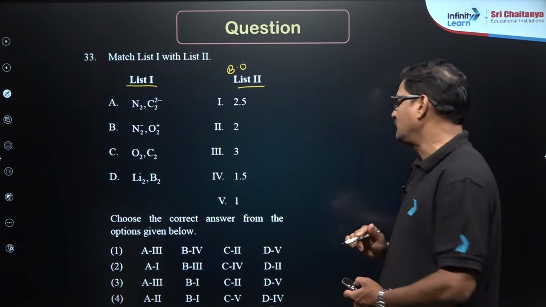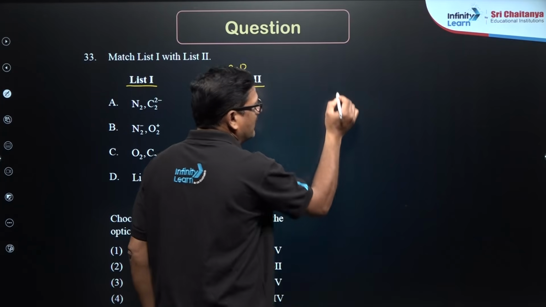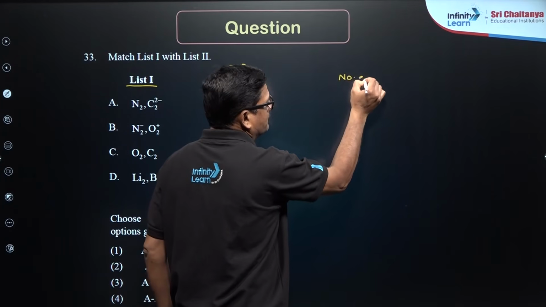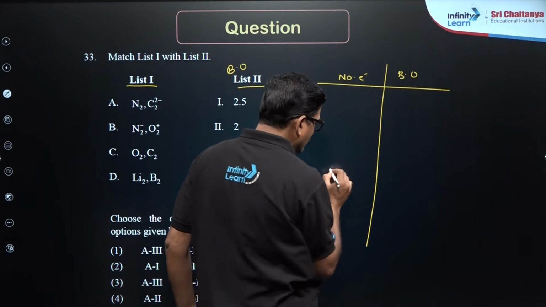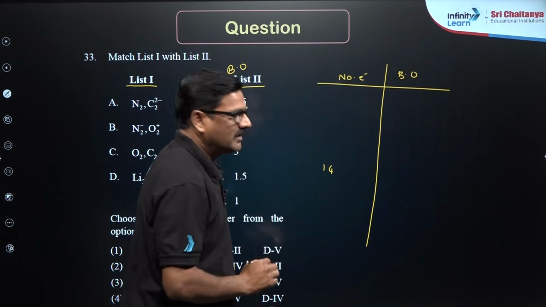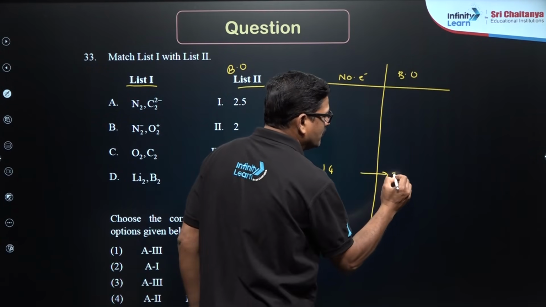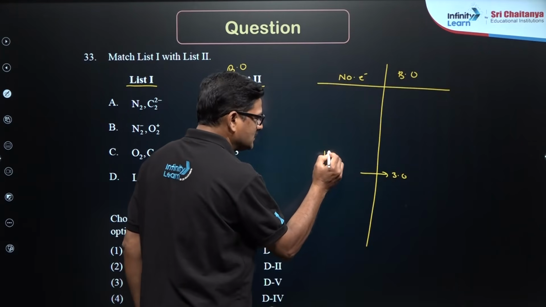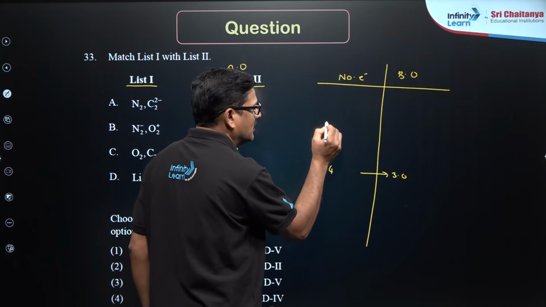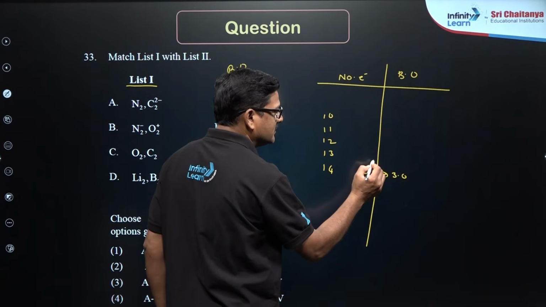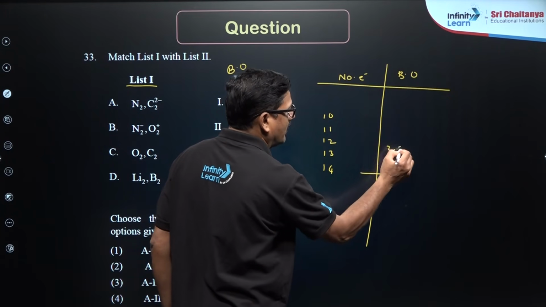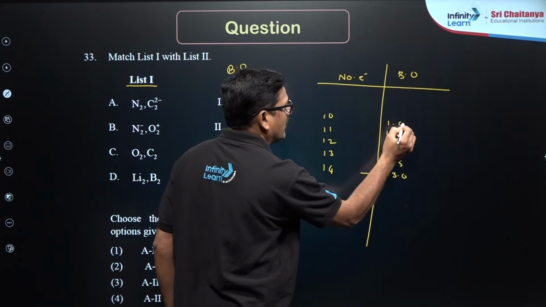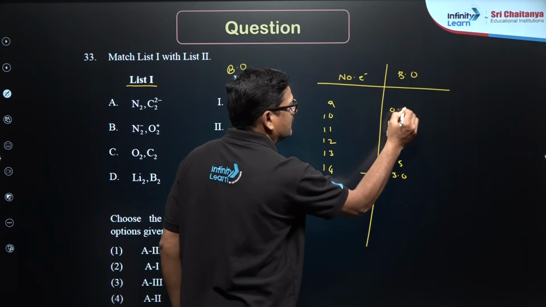So, I want to just give you a trick for bond order. Based on the number of electrons you take, if you write 14 over here, its bond order is going to be 3.0. You can decrease 13, 12, 11, 10, it goes like this. Decrease the number by 0.5: 2.0, 1.5, 1.0 and 0.5.